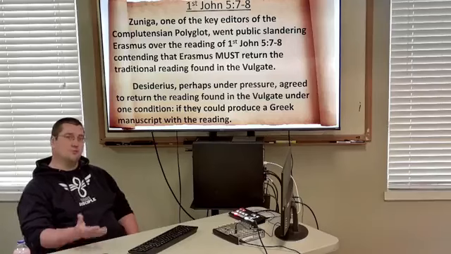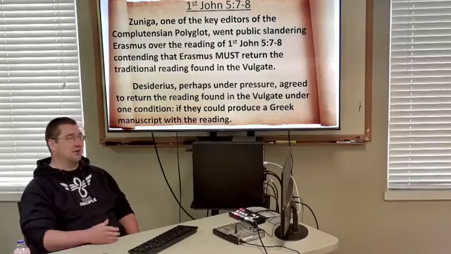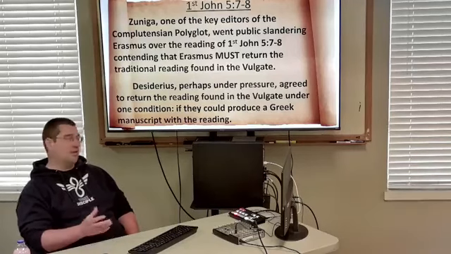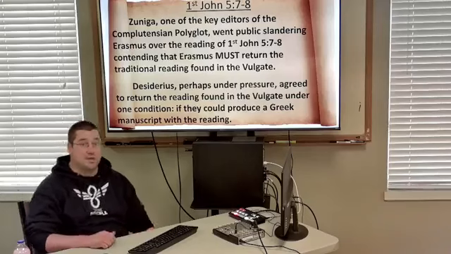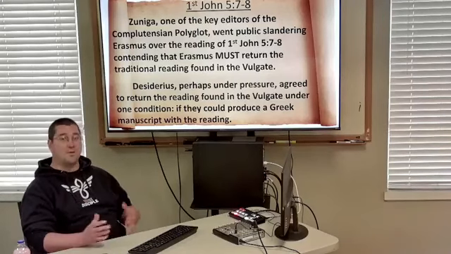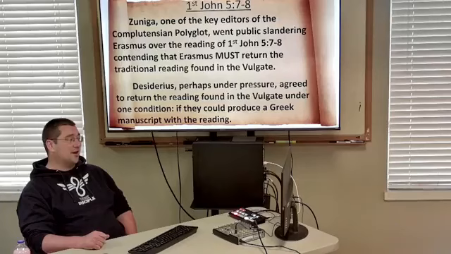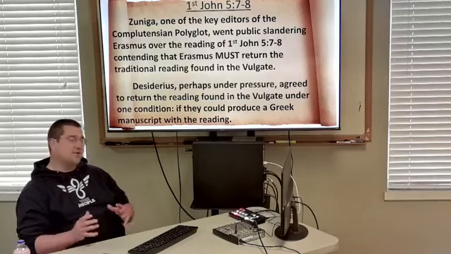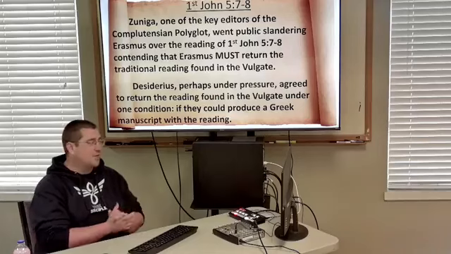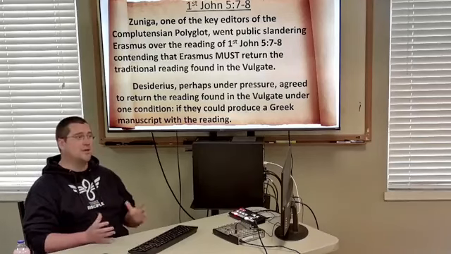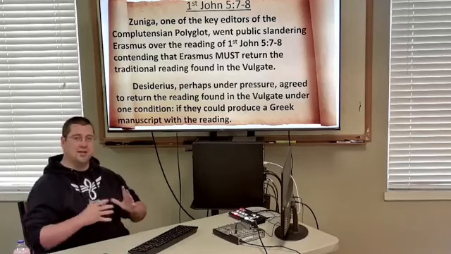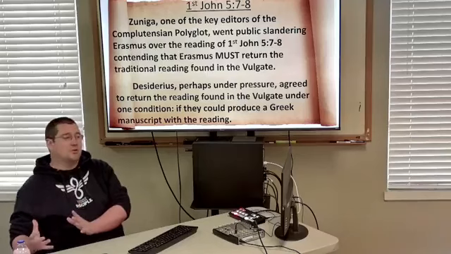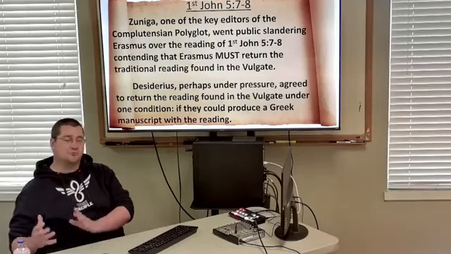So of course, one of the editors comes out of the woodwork after he publishes, and he went public slandering Erasmus over the reading of 1 John 5:7-8, the Comma Johanneum, and he contended that Erasmus must return the traditional reading found in the Vulgate. And again, this kind of goes back to some of the stuff we were talking about, even with King James Onlyism. It's more about the tradition than it is about what was original. What did the disciples and apostles write?